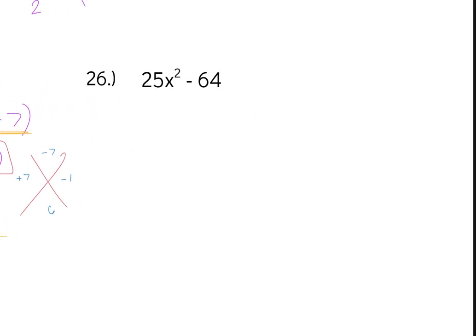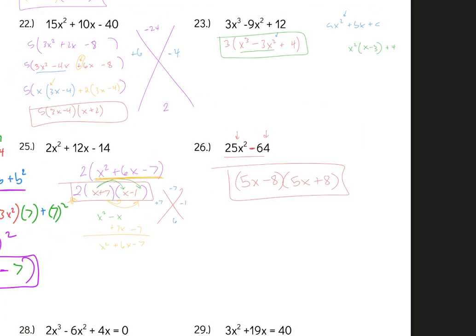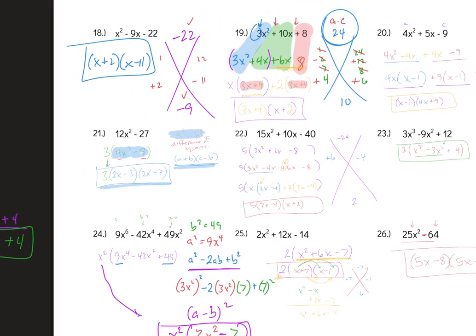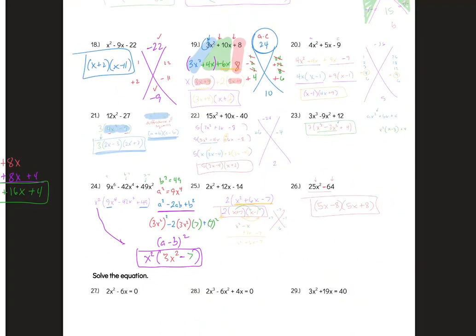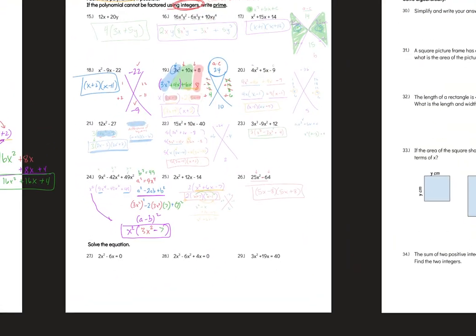26. Hey, cool. It's a binomial. That's a perfect square. So is that. And one important thing is they are being subtracted. So this is very quickly 5x minus 8, 5x plus 8. And if you're like, what? We talked about it right here. Difference of squares.